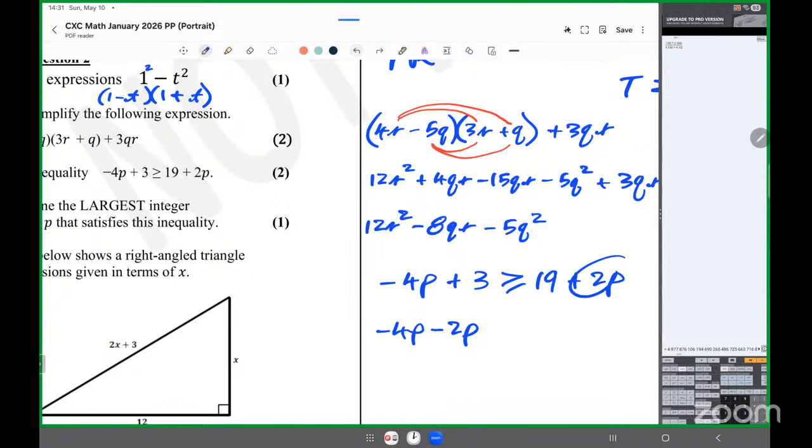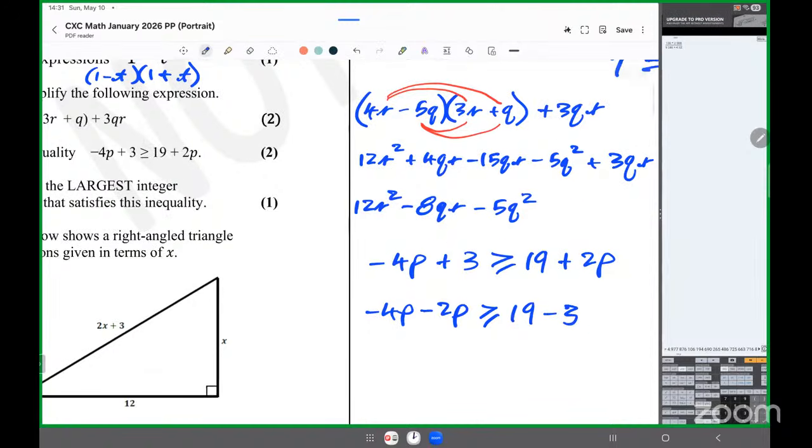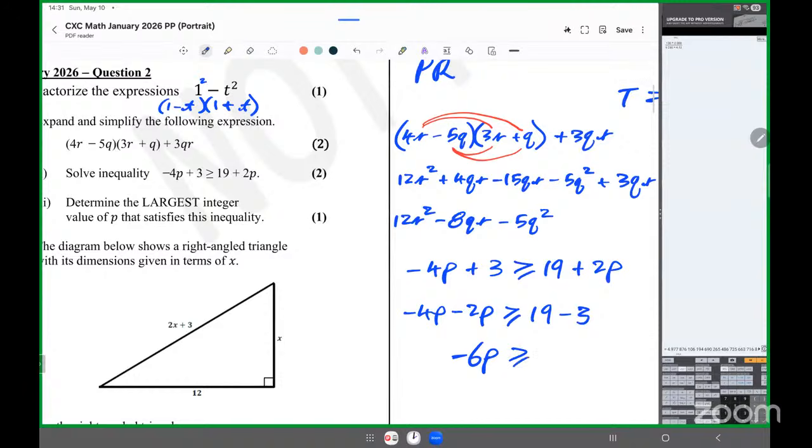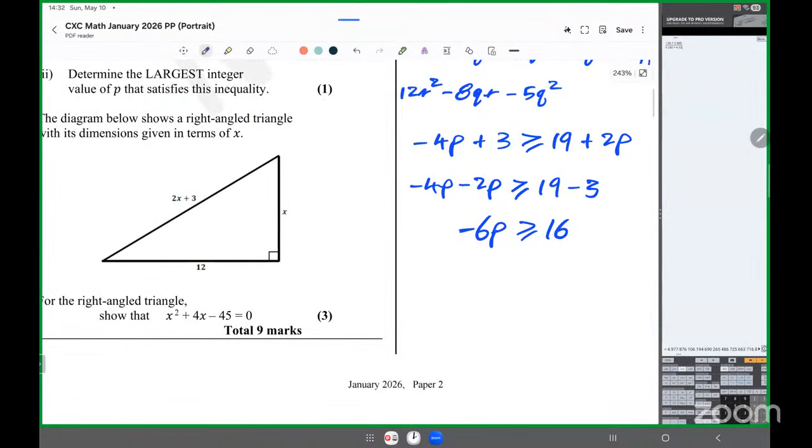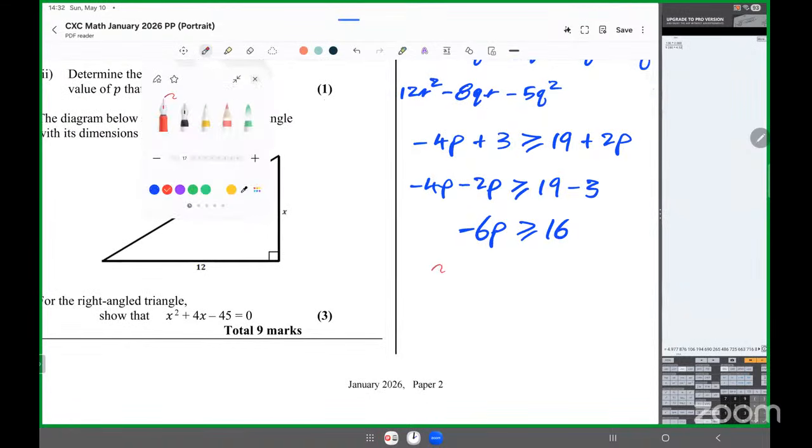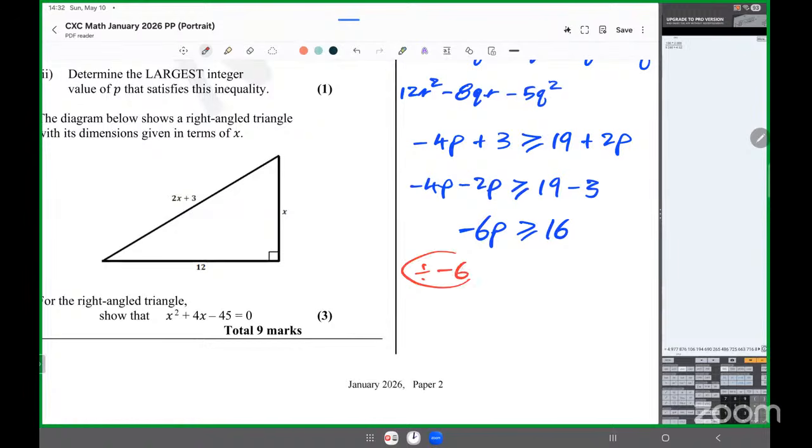This stays greater than or equal to because we did not multiply or divide. This stays 19. Then this 3 goes over and subtracts and becomes minus 3. This becomes negative 6p greater than or equal to 16. Everybody say that. You're going to divide now by the negative 6 and reverse the inequality sign. But because we're dividing with a negative number now, we have to reverse that greater than or equal to sign. That's what we have to remember to do.